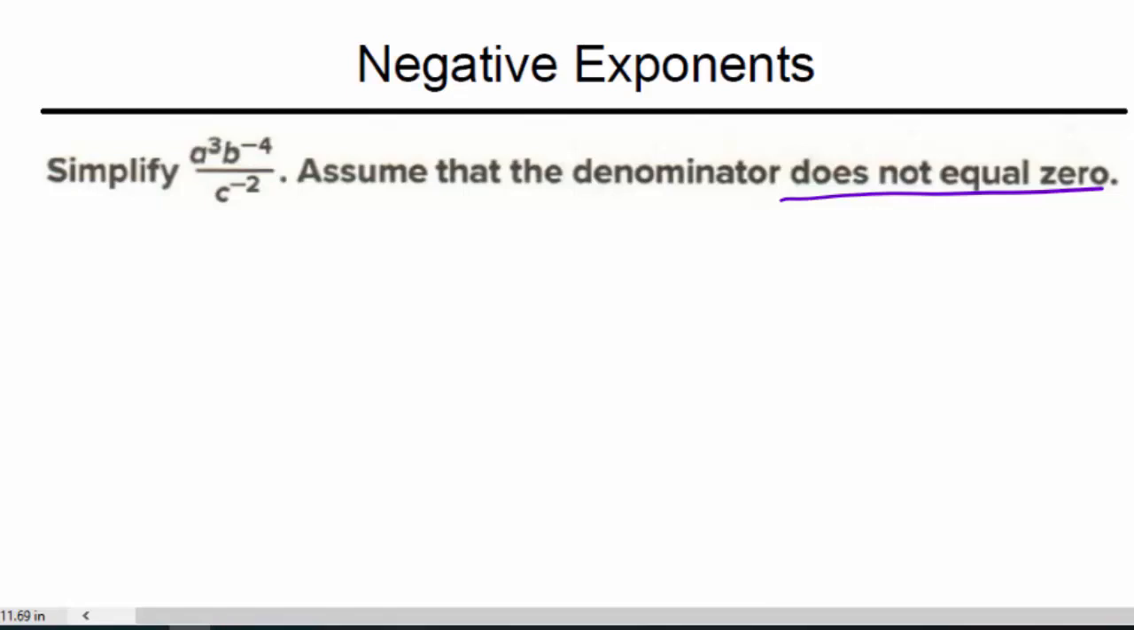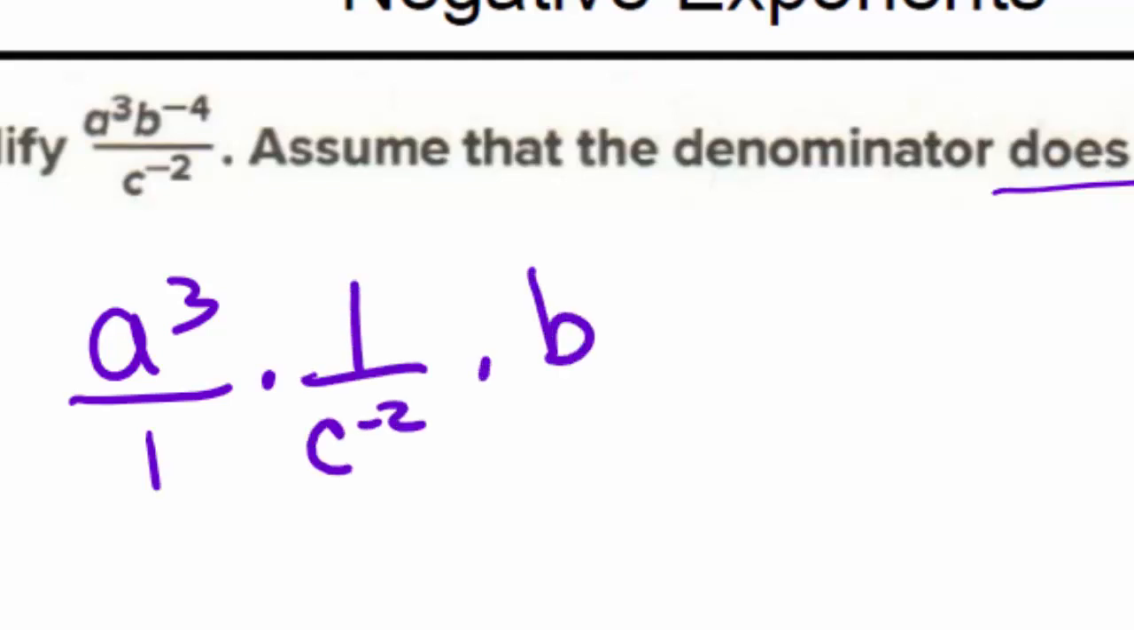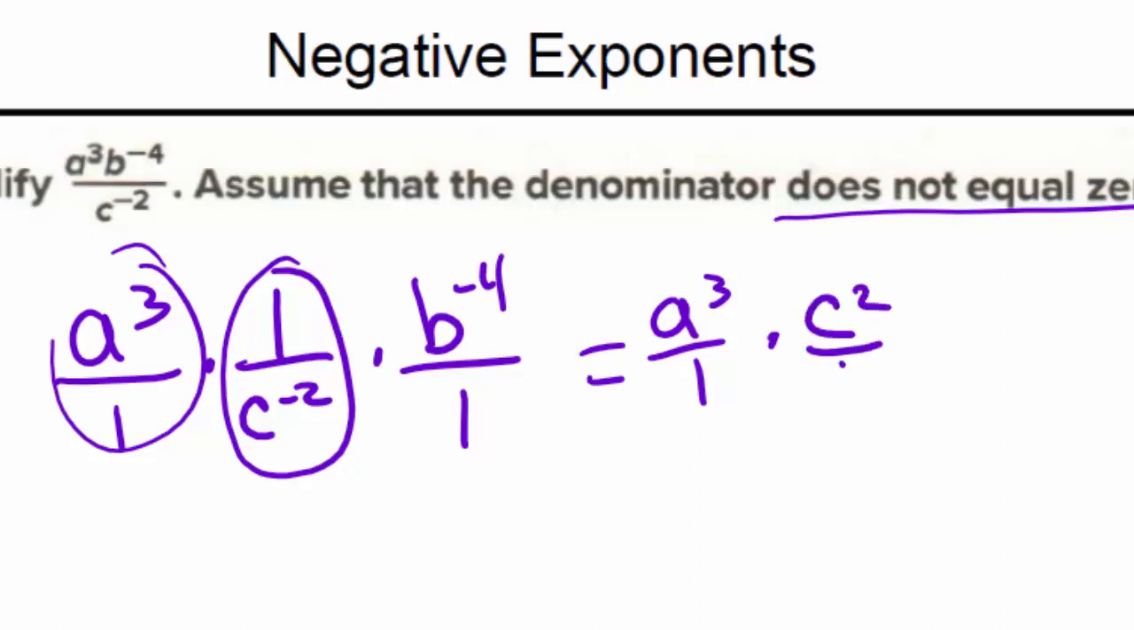So the first one is a to the 3rd. There are no a's on the bottom, so I'm going to put it over 1, times. There are no c's in the numerator, so I'm going to do 1 over c to the negative 2, times. And b to the negative 4, I want to make a fraction out of it, so I'm going to put it over 1. Okay, so the first one right here, I'm going to just leave that as a to the 3rd over 1. Now the middle one, I'm going to times, the middle one here has a negative in the denominator, so to make it not negative, I have to take the reciprocal of that, which would just be c to the 2nd over 1.